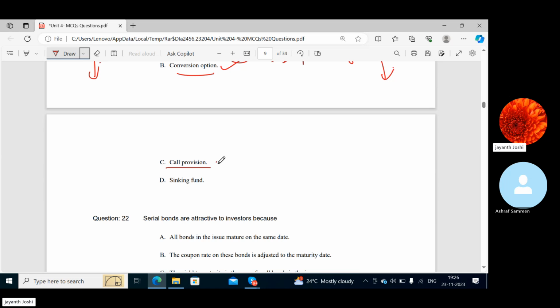Other features attractive to investors include covenants in the bond indenture that restrict risky undertakings by the issuer, and an option to convert the debt instruments to equity securities. Covenant is a condition, right? In the bond indenture itself, it restricts risky undertakings by the issuer. That means they should not go for risky investments or risky buying. And if they see more risk, they will be happy to convert.